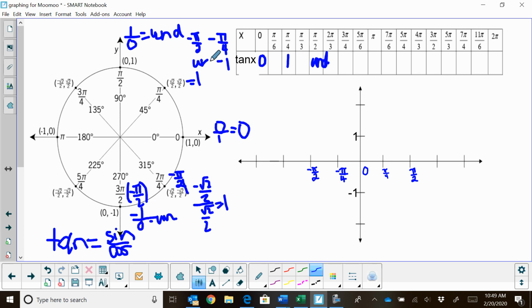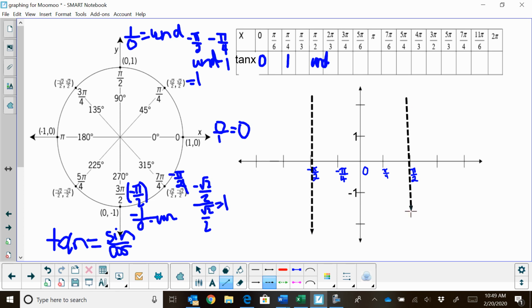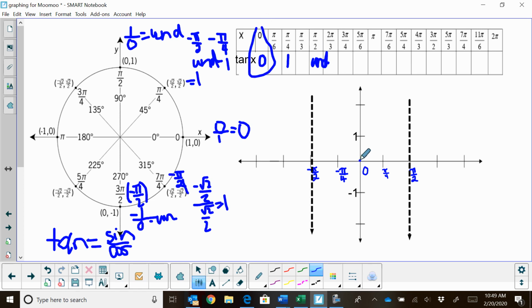Okay, so what happens at the positions where it's undefined? Well, that means we have asymptotes. So I'm going to go in and draw some asymptotes at negative pi halves and positive pi halves. So that's where our asymptotes lie. Now, the easiest point to graph is, of course, this position right here, 0, 0. We're going through the origin. Then at positive pi fourths, we're at 1. And at negative pi fourths, we are at -1.